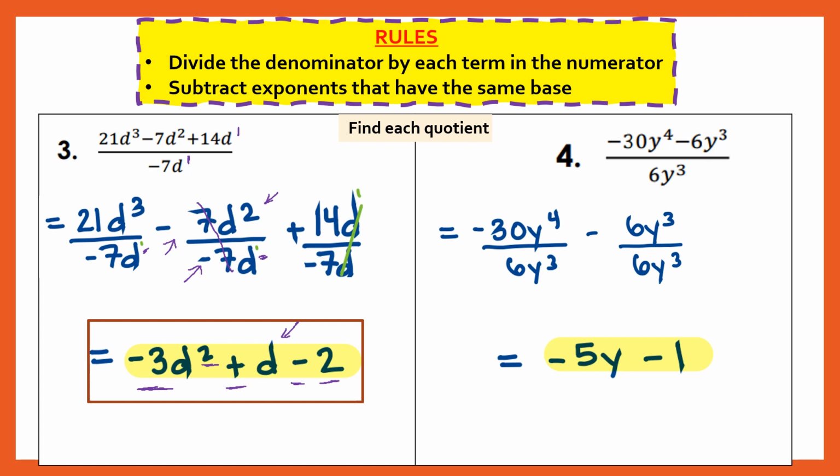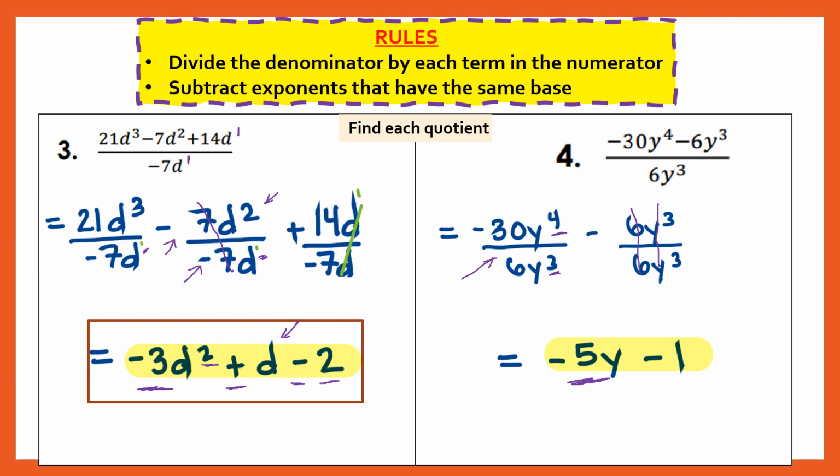negative 30 divided by 6 right here. That gave me that negative 5. And then 4 minus 3 gives me 1. So I'm left with negative 5y. And everything will cancel out right here. 6 divided by 6 is just 1. And y to the third divided by y to the third, that cancels out.